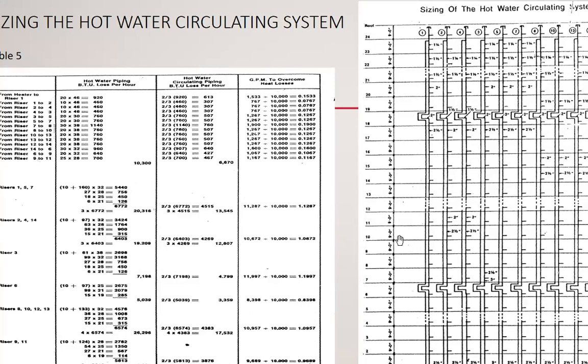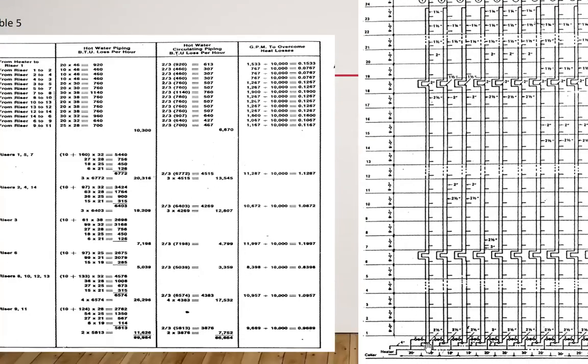Riser 1 to 2 is 10 feet, and it is also 4 inches. So 460, and the total for the return is 307. Add them: 767 divided by 10,000 is 0.0767. So that continues from 1 to 2 up to 10 to 13, 13 to 12, 12 to 14.